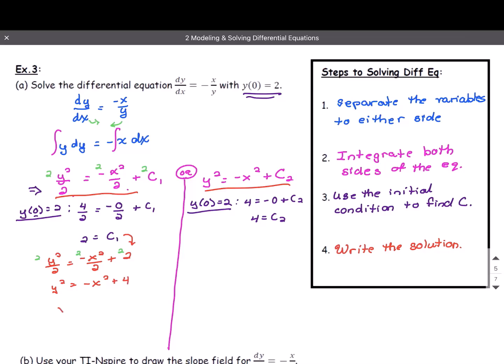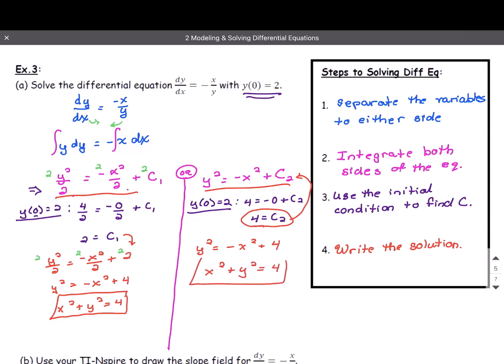Now, I see the form. If I add x squared, I get x squared plus y squared equals 4, so I have a circle with a center at (0, 0) and a radius of 2. On the other side, I substitute into this equation and have y squared equals negative x squared plus 4, and all I have to do is add the x squared. So really, we have the same equation, and we're doing the same work. The key is whether we multiply by the 2 before we solve for c, or after we find the c, okay?